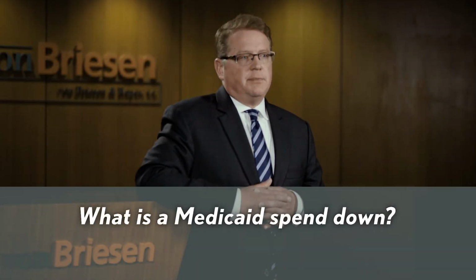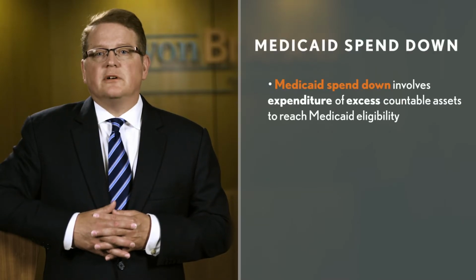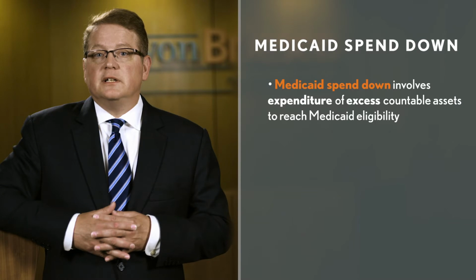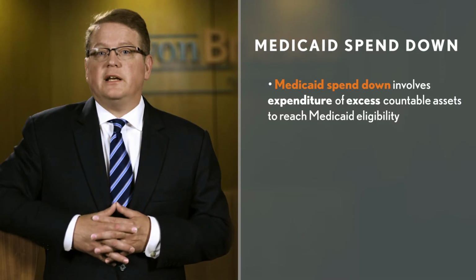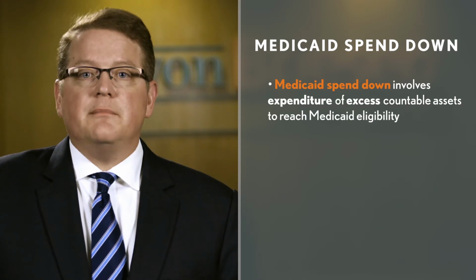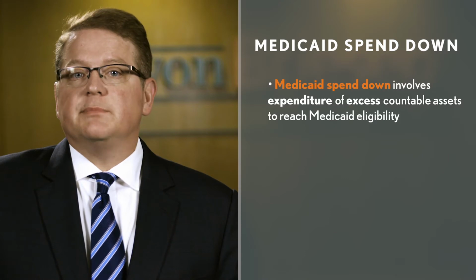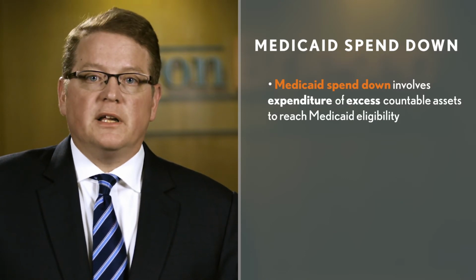What is a Medicaid spend down? A Medicaid spend down describes the expenditure of excess countable assets to bring them down to the level of Medicaid eligibility. For example, if an applicant has $10,000 and a Medicaid asset limit of $2,000, the applicant may need to spend down $8,000 to qualify for Medicaid.